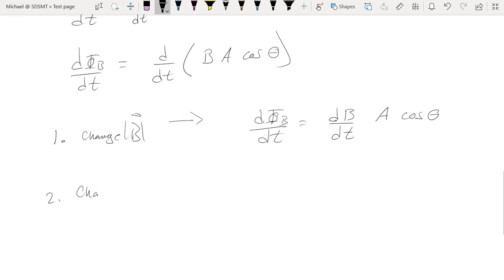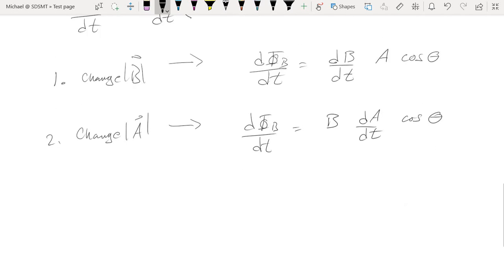The other way that we could change the flux is if we changed the size of the cross-sectional area of our coil, keeping everything else constant. So keeping everything else constant, the field magnitude remains constant, the cross-sectional area changes, and the angle relationship remains constant. So there's another way of representing the change in flux. Third way, change the angle relationship.